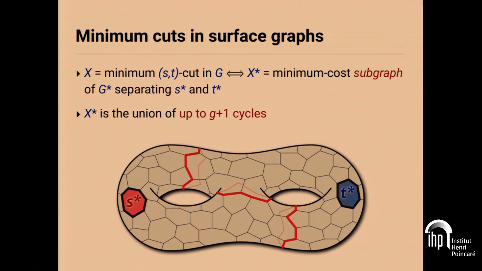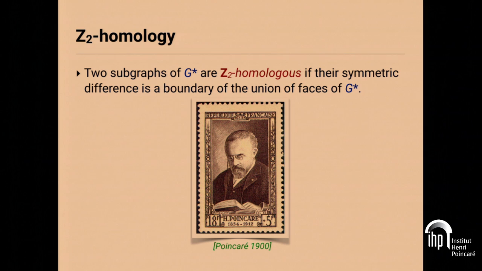Pants. Okay, I want to separate S star from T star. I don't have cycles anymore. I have boundaries. What am I doing? Good, thank you. We're doing homology. You should have said cohomology then. Okay. We're doing homology. And of course, finally I get to invoke Poincaré at the Poincaré Institute.